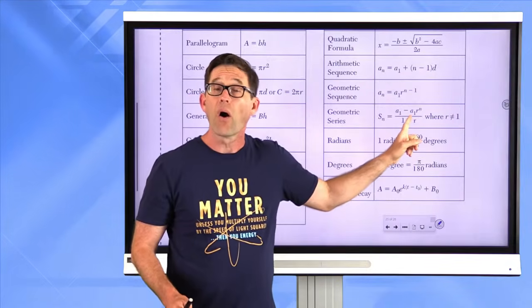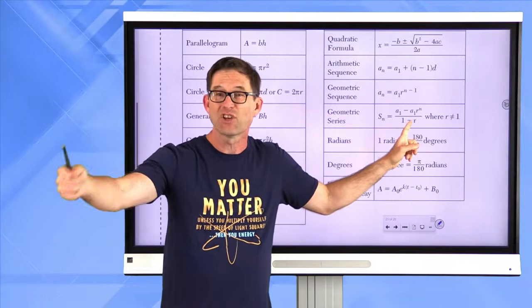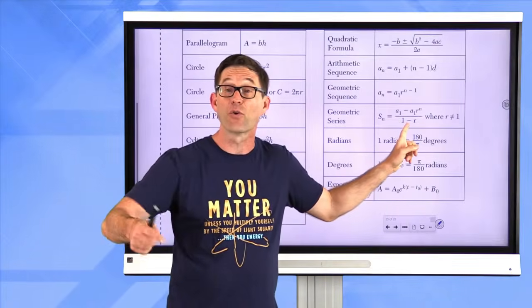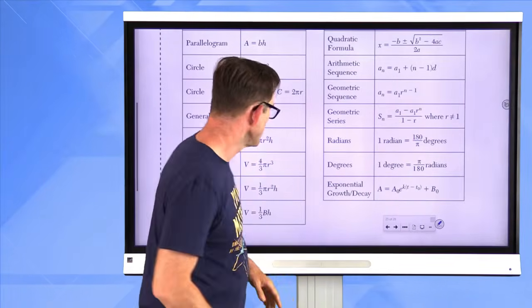But regardless, r is something that you're multiplying by each time, right? A1 is the first amount, and then 1 is just the number 1.